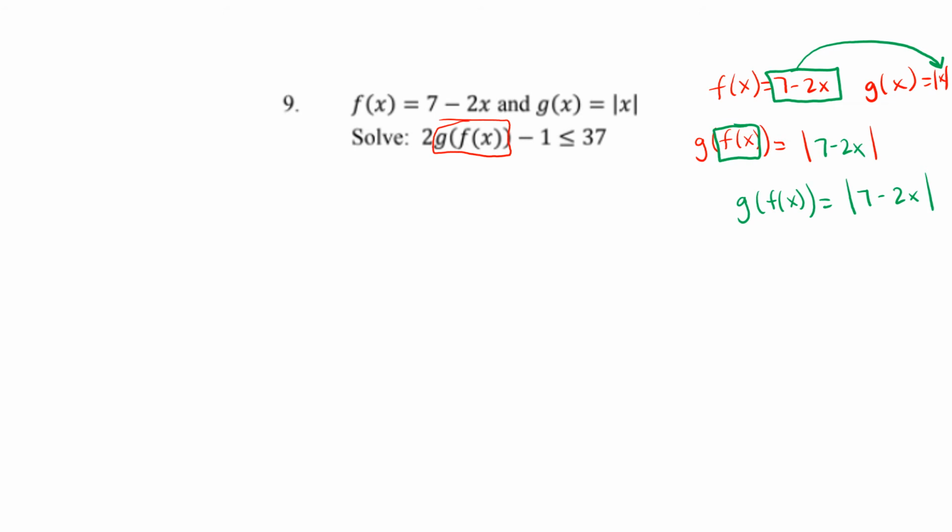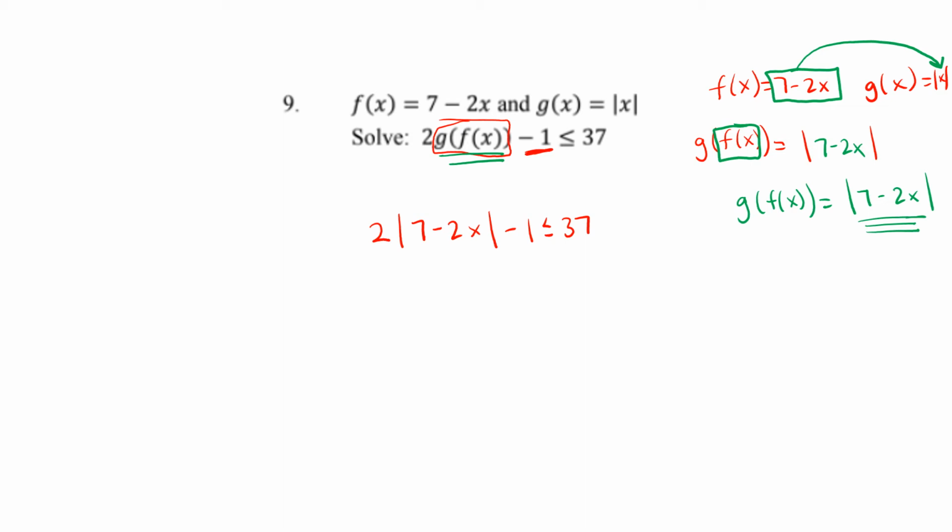It tells us to solve 2 times g of f of x minus 1 less than or equal to 37. We're literally taking 7 minus 2x right now, substituting it into this. So we should end up with still 2 out in front. Instead of g of f of x, we are writing absolute value of 7 minus 2x, still with this minus 1 less than or equal to 37. And now that is set up just like the problems that we can go through and simplify, right?